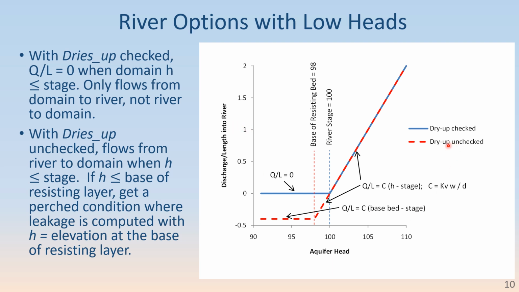If you leave the dry up option unchecked, then you go according to this red dotted line. Same thing when head is above stage, but when you start getting below stage, the discharge will reverse and become negative and go into the domain rather than into the river, up until you reach a point where the head equals the base of the resisting bed, that elevation, and then you get a perched condition. If the head drops any further, it doesn't matter, you get that same discharge. Okay, so that's how that dry up unchecked option works.